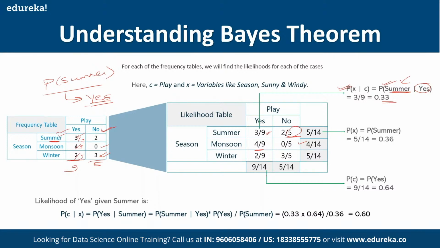So the probability of yes here is 9 by 14 and the probability of no is 5 by 14. This is the complete probability, right? Out of the 14 times, how many times did we go to play football? 3 plus 4 plus 2 is 9, 9 plus 5 is 14. So there were 14 times we wanted to play football, out of which 9 times we played and 5 times we didn't play. So the probability of yes is 9 by 14, and the overall probability of no is 5 by 14.